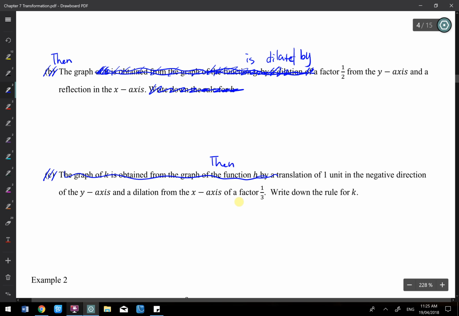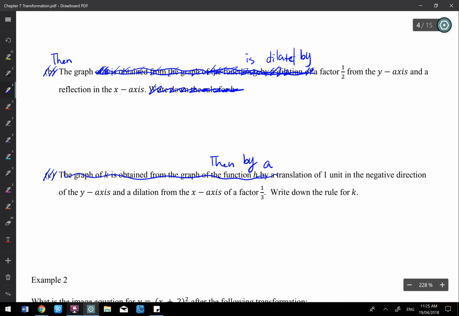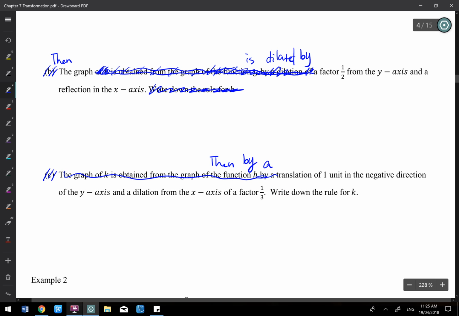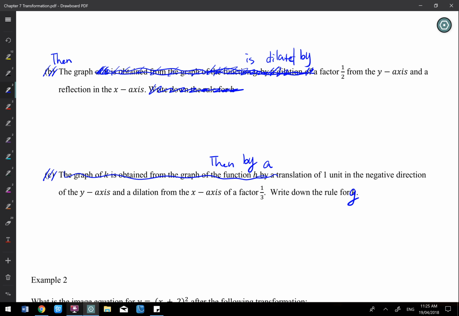Then by a translation of 1 unit in the negative direction of the y-axis and the dilation from the x-axis of a factor of a third. Then write down the rule for g. Okay, write down the rule for g. So I want all this transformation to happen at the same time. I don't want stage by stage. I want everything to happen at the same time.